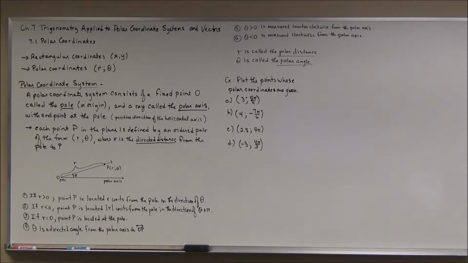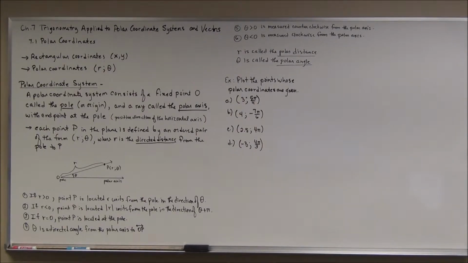The polar coordinate system consists of a fixed point, O, which we call the pole. Usually we refer to it as the origin on the rectangular coordinate system. And a ray called the polar axis with the endpoint at the pole, and it's typically in the positive direction of the horizontal axis. So if you draw an x and a y axis, the pole is at the origin and the polar axis is the positive direction of the x-axis.